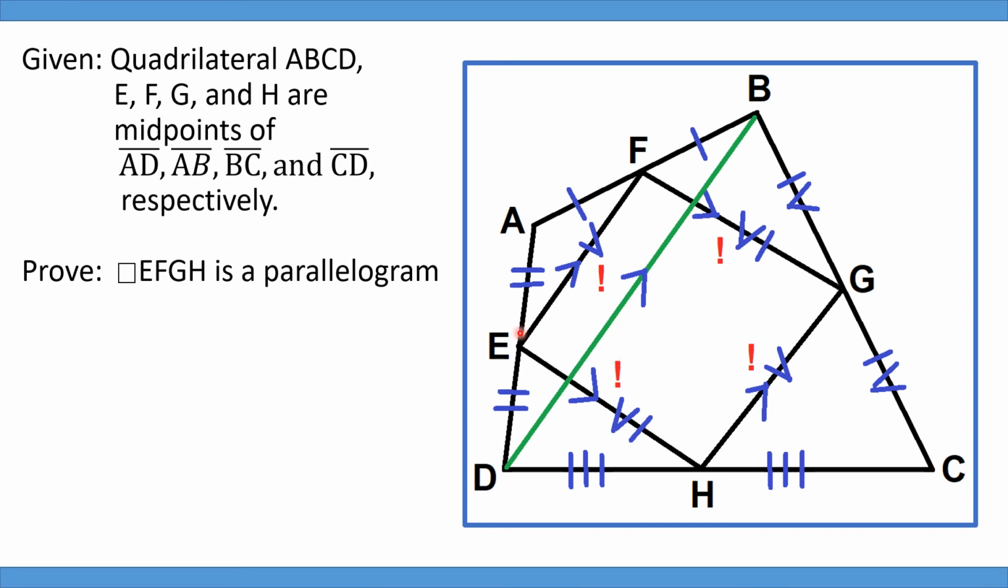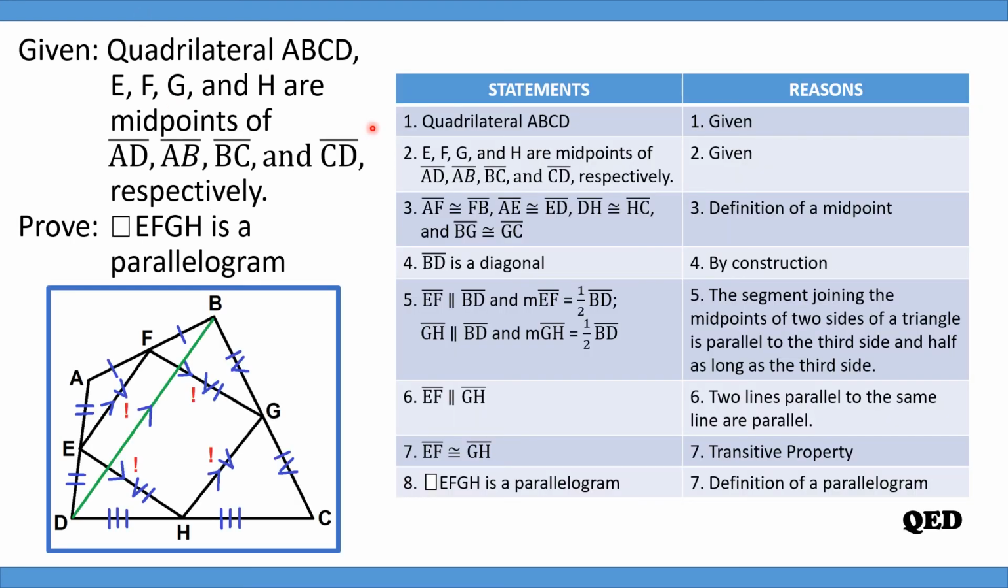So of course, line segment EF and line segment HG are parallel because they are parallel to the same line. Also, if EF is measuring 1/2 of line segment BD and HG is also measuring 1/2 of line segment BD, then we can say that line segment EF is congruent to line segment GH. So, we already have a pair that are congruent and parallel. And so, quadrilateral EFGH is a parallelogram. So here is our proof.